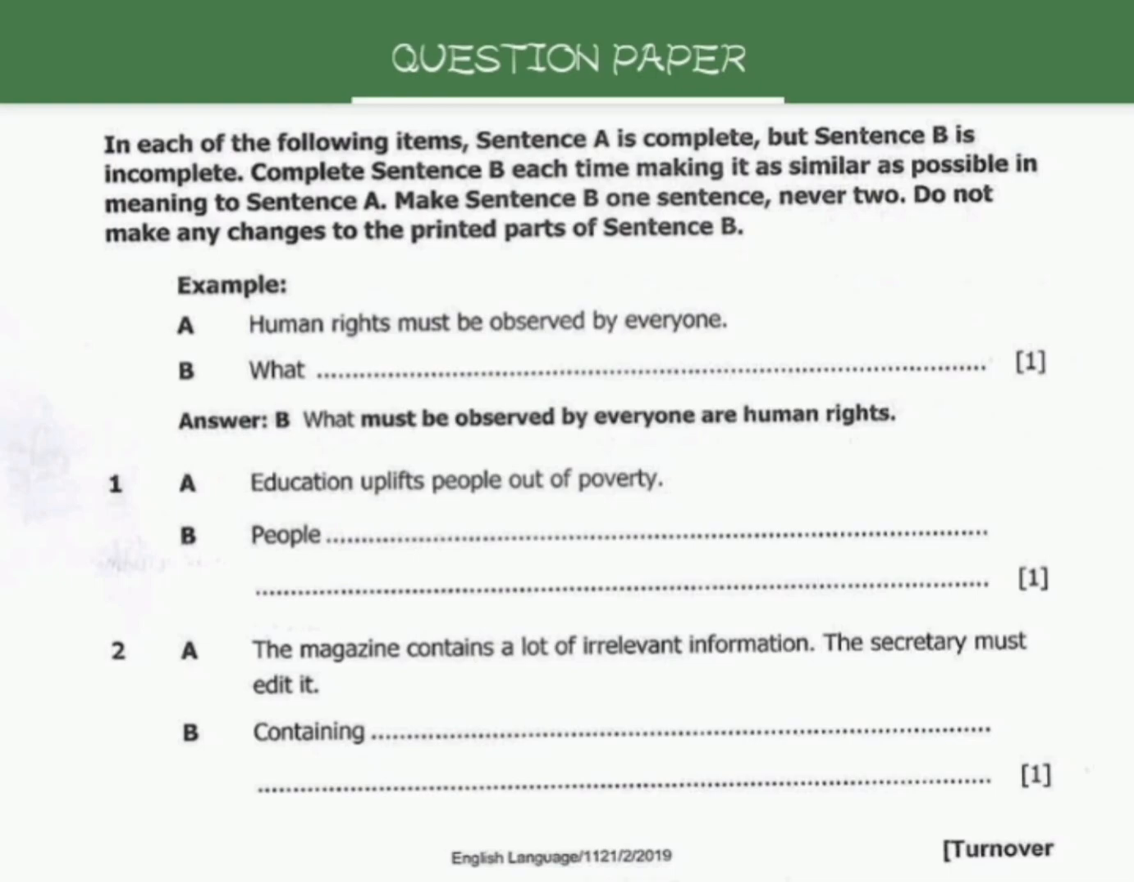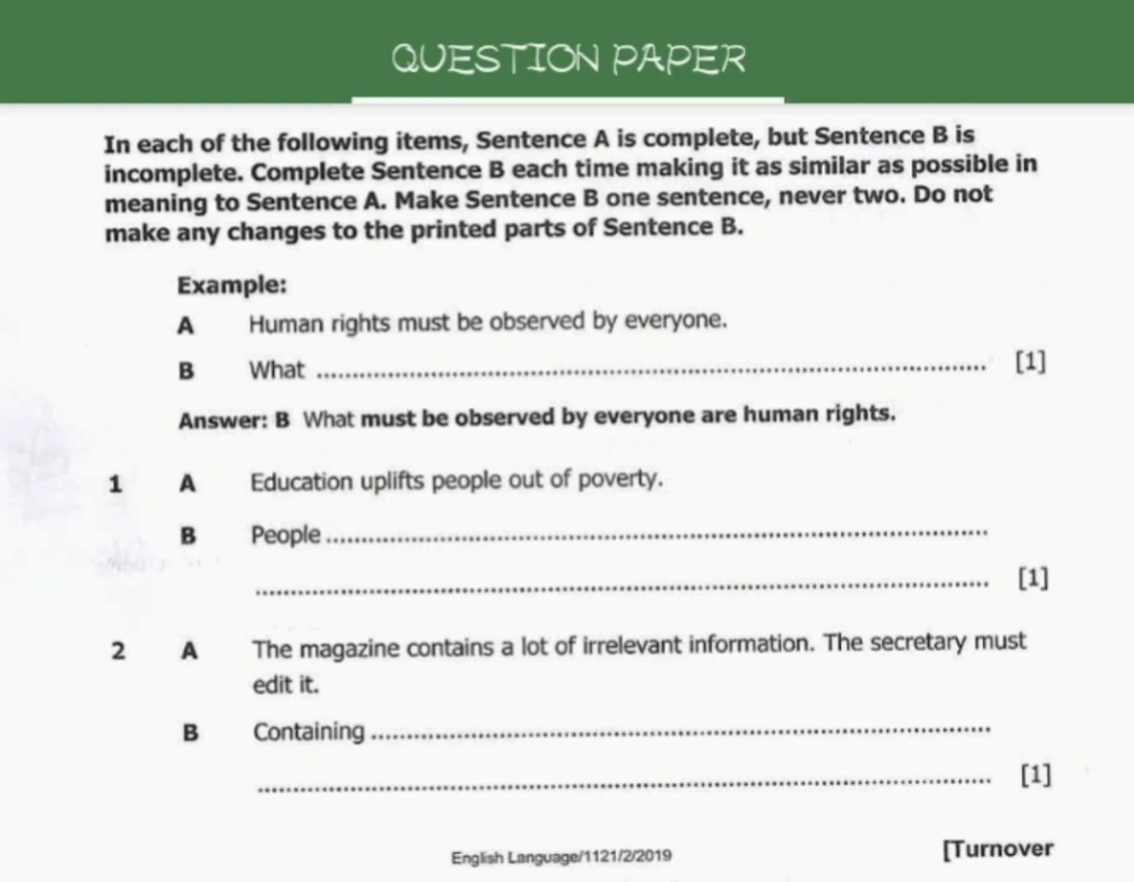Okay, so we have an example which is saying human rights must be observed by everyone. Then as for B, what dash? So the correct answer is that what must be observed by everyone are human rights. So we have question 1.